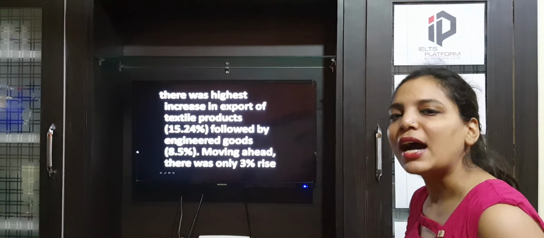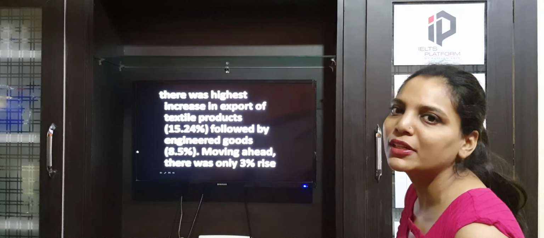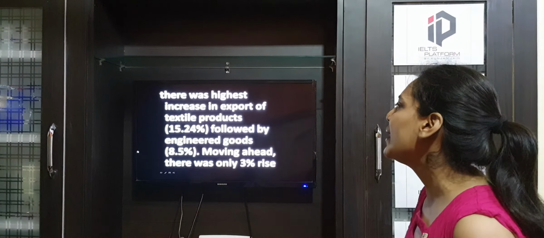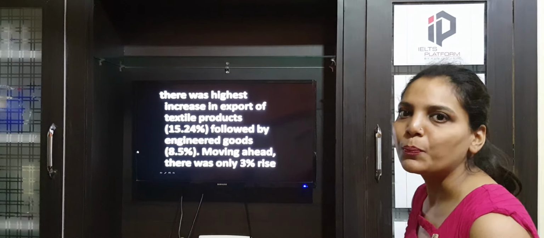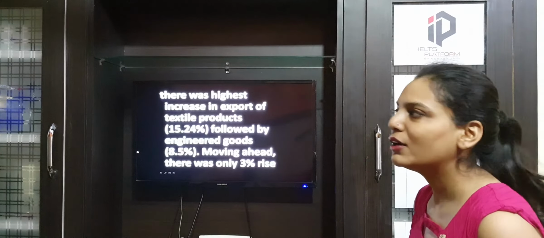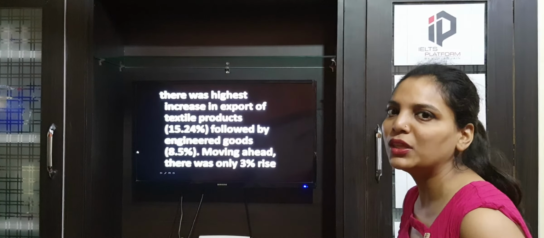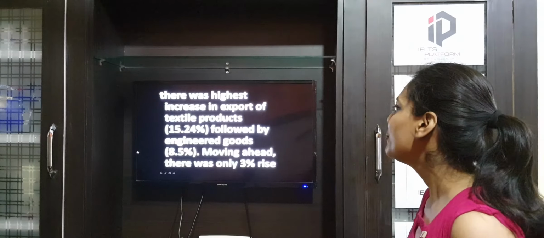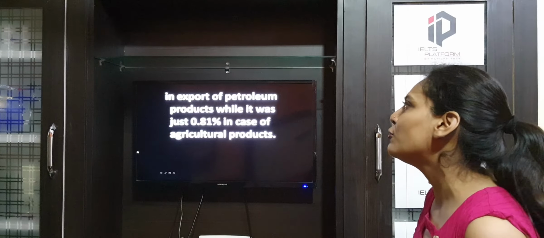Yes. So which product has the highest increase in export? That was textiles. How much was it? 15.24%. I have written that in brackets. Followed by engineered goods. Means the highest export percentage change was in textile products first, and second was engineered goods with 8.5%.